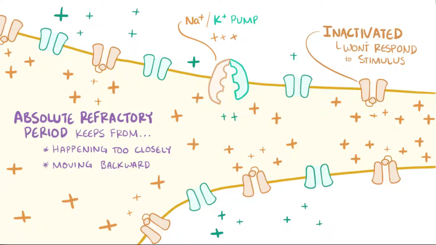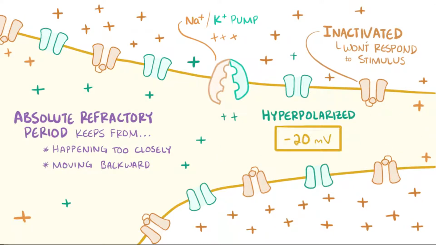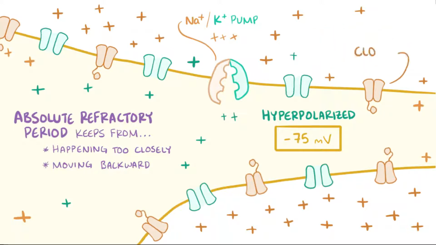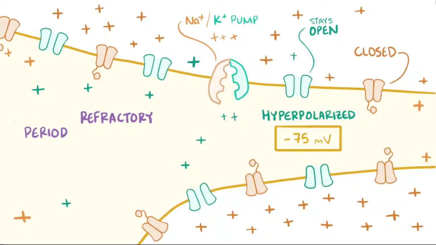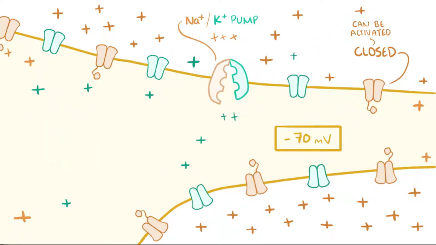The combined efforts of this pump and the extended opening of the potassium channels result in a small period of overcorrection where the neuron becomes hyperpolarized relative to the resting potential. During this time, the sodium channels go back to their initial closed state, and for a short period, the potassium channels stay open. At this point, we're in the relative refractory period, since the sodium channels are closed, but they can be activated. Although because the potassium channels are still open and we're in a hyperpolarized state, it takes a stronger stimulus to do so. Finally, as the potassium channels close, the neuron returns to its resting membrane potential.